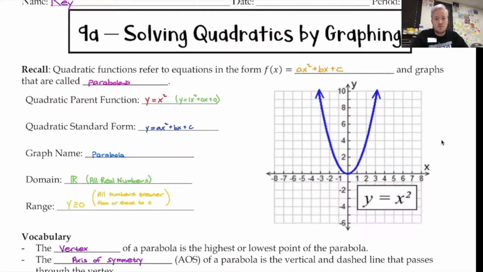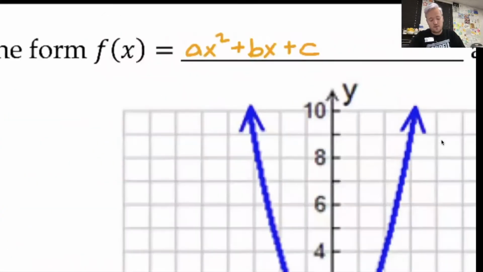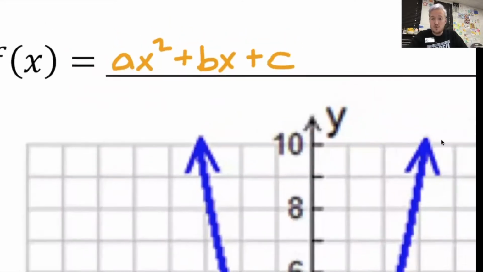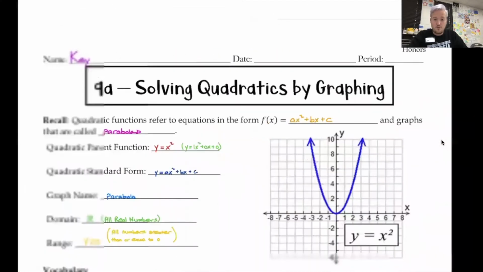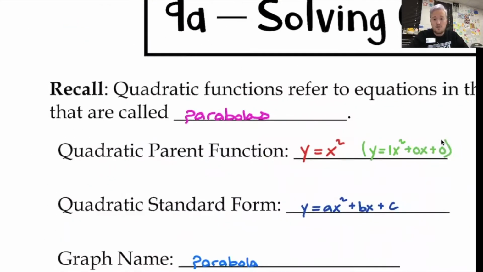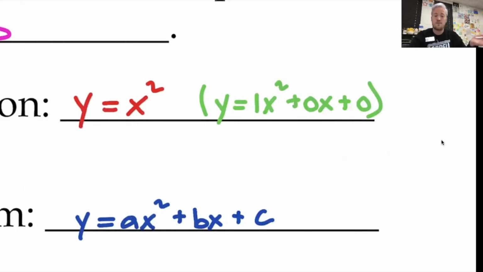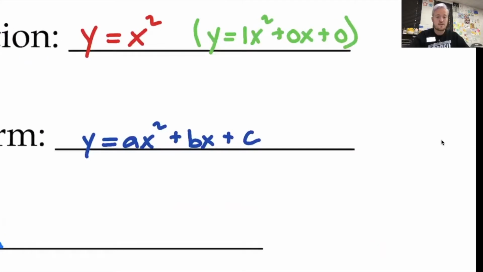All right, so just getting started. If you can recall, the quadratic functions refer to equations in the form of ax squared plus bx plus c. So this is your quadratic standard form. And the graphs that it produces are going to be called parabolas. All right, so your parent function is just y equals x squared. And if I expand it into standard form, then you have y equals 1x squared plus 0x plus 0. And then you have your basic standard form right below.